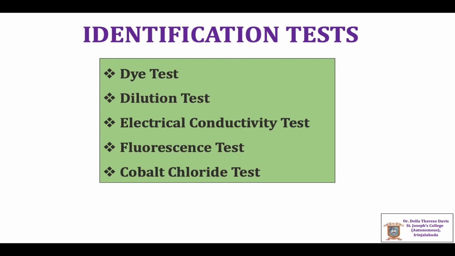We can distinguish between water in oil type and oil in water type emulsions using some tests. Those are dye test, dilution test, electrical conductivity test, fluorescence test, and cobalt chloride test. First one is dye test. If we mix the emulsion with a water soluble dye and observe it under the microscope, we can identify whether it is oil in water type or water in oil type.